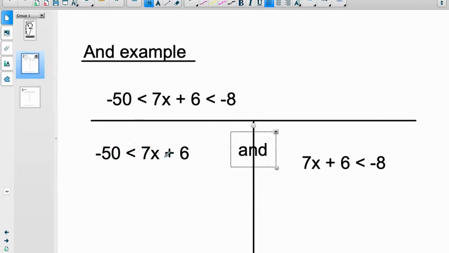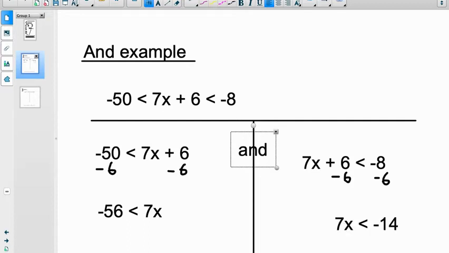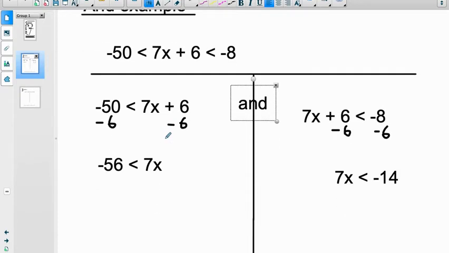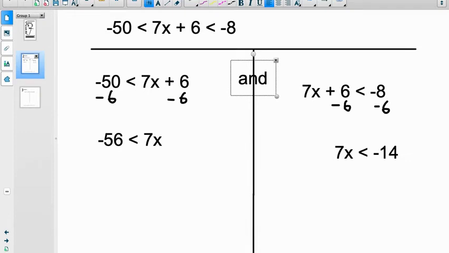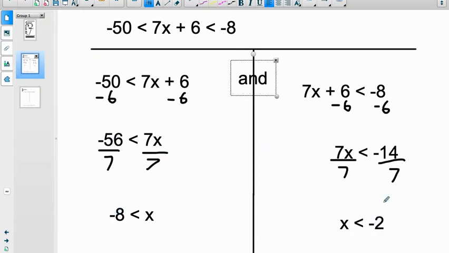So now all we got to do is solve for the variable in both. First step to doing that, since they're both the same, is going to be subtract 6 on both sides. So on the left hand, you get 7x is less than negative 56, and on the right hand, you get 7x is less than negative 14. Then you're going to divide by 7 on each side in both. And on the left side, you get x is greater than negative 8. And on the right, you get x is less than negative 2.